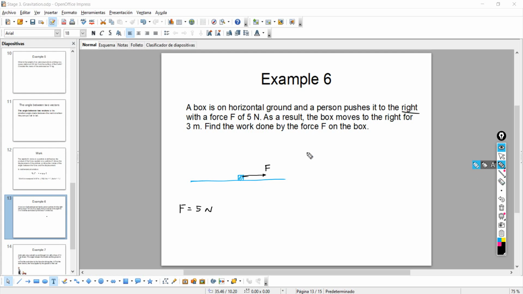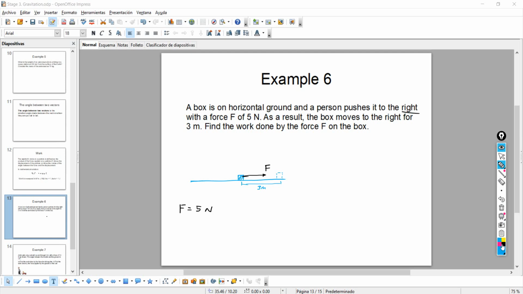As a result of this, the box moves to the right for 3 meters. So the box is here, it's going to move to the right, and it will end up eventually over here, a moment later. And therefore, the distance from here to here will be 3 meters. So far, so good. Now, find the work done by the force F on the box.